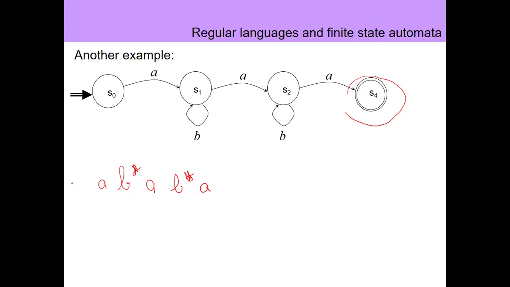So the regular expression for this language would be A, B star, A, B star, A. If we would look at the set notation, it would be A, followed with B star, A, B star, and A.